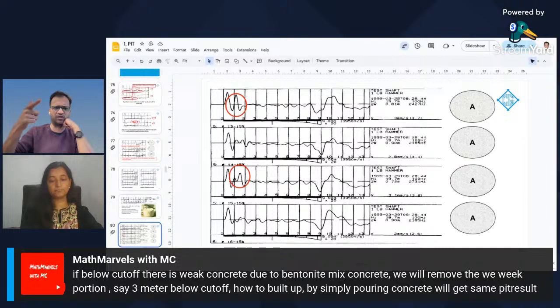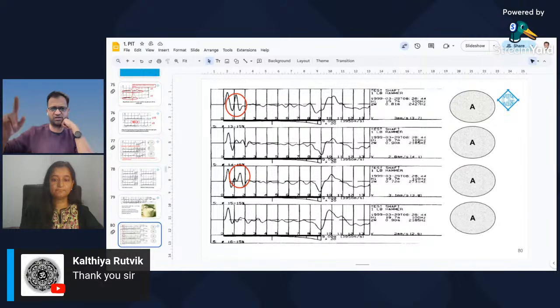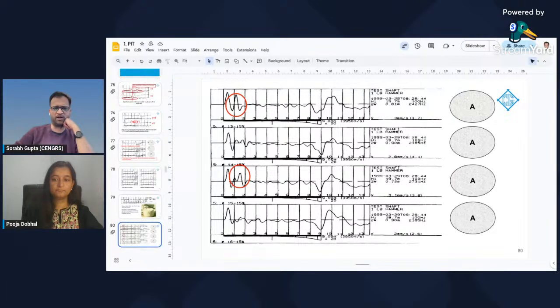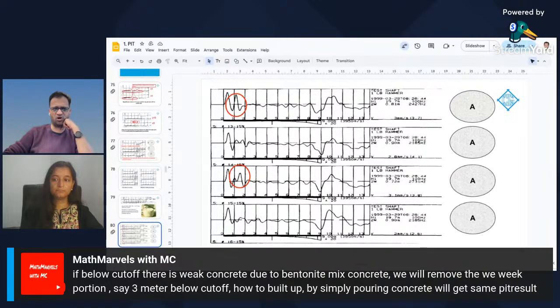Then yes, definitely you can. This is a rectification. First, it should not happen in the first place. This is the rectification. If you have this situation, then definitely remove the weak concrete, and then you have to repour concrete and make sure the connection between the old and new pile is good. But I don't know how well this will work. It's not recommended.